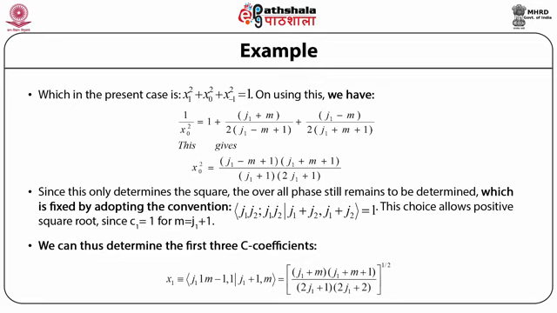and this can be fixed by adopting the convention bra vector j1 j2 j1 j2 ket vector j1 plus j2 j1 plus j2 is equal to 1. So adopting this convention from this relation, we are allowed to take the positive square root, and since x1 is equal to 1 for m is equal to j1 plus 1, we may only take the positive square root. We can thus determine the first 3 Clebsch-Gordon coefficients.